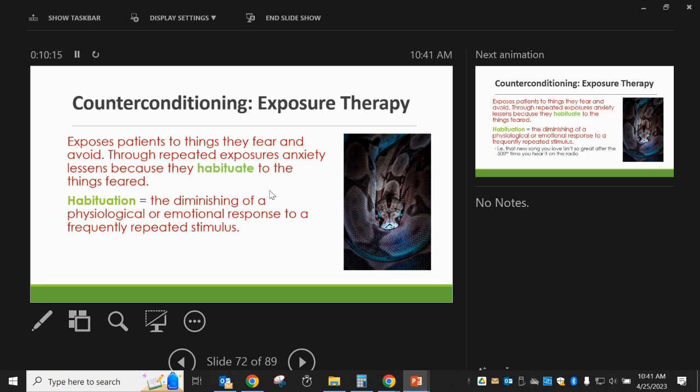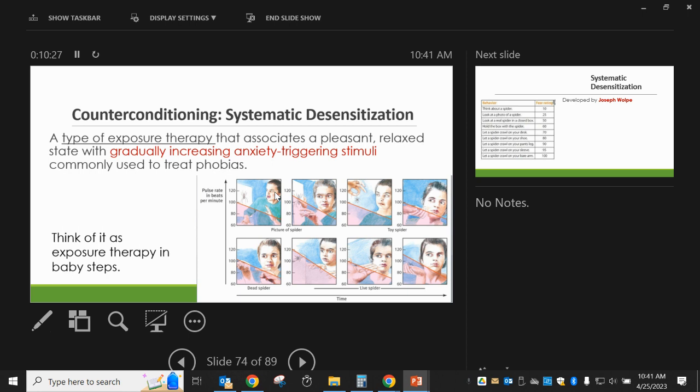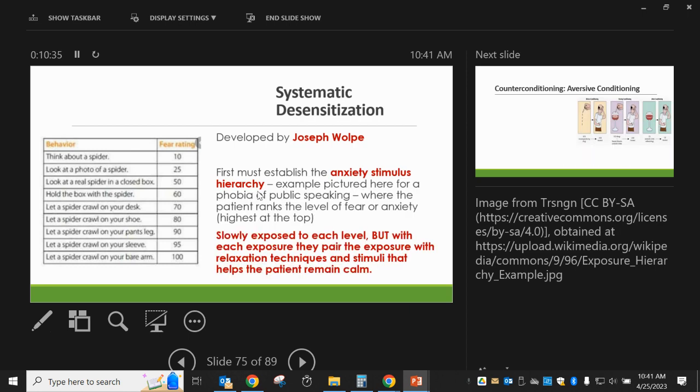Let's see. Getting into treatment, counter conditioning, exposure therapy is a way to get rid of phobias where the person confronts or is exposed to whatever it is that they fear. They may do that with systematic desensitization, where they are facing gradually increasing anxiety triggering stimuli. Joseph Wolpe called this an anxiety stimulus hierarchy.